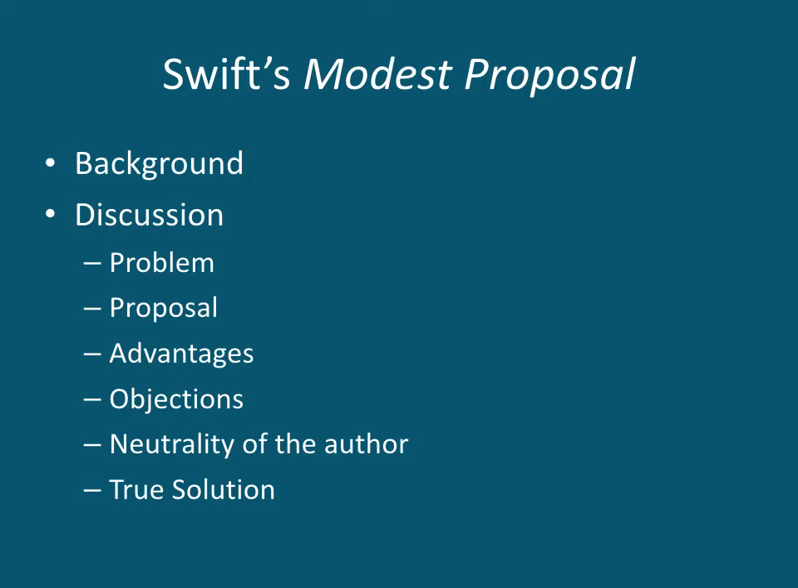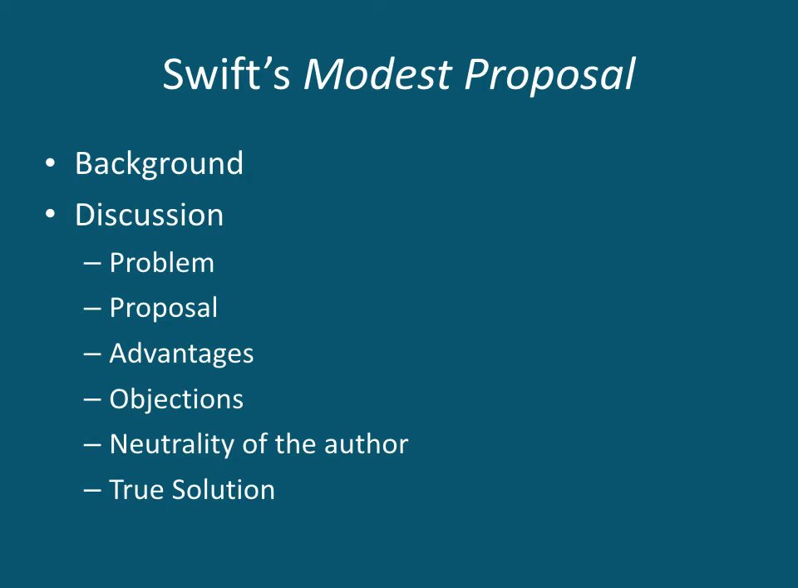The problem is the poverty, this great poverty in the society. He talks about the beggars commonly seen on the streets. He does some mathematics to prove that there will be a lot more beggars to come. And then he introduces his proposal. He proposes that wealthy and even middle-class British people begin eating the children of the poor for supper.